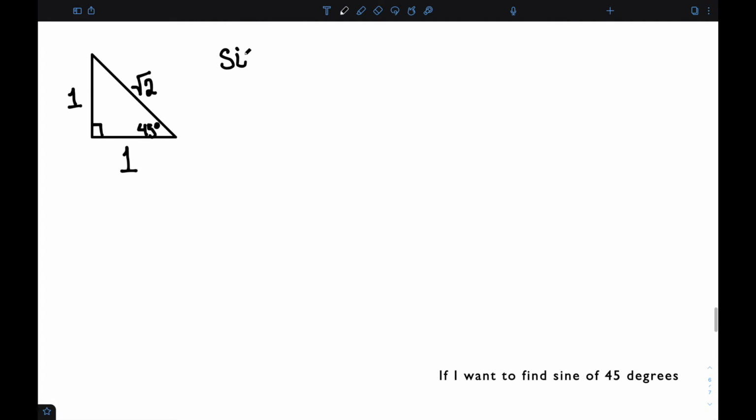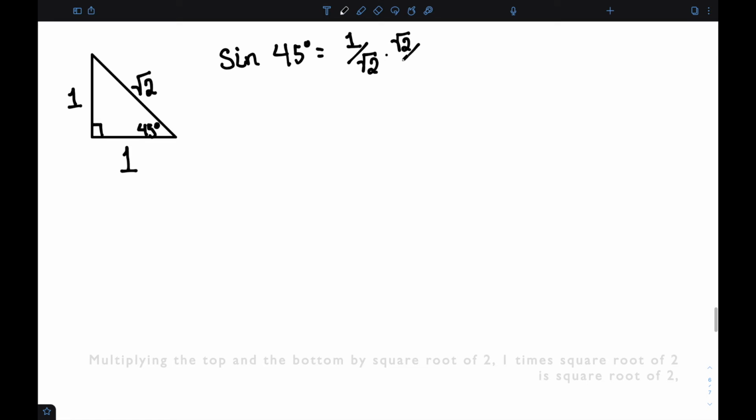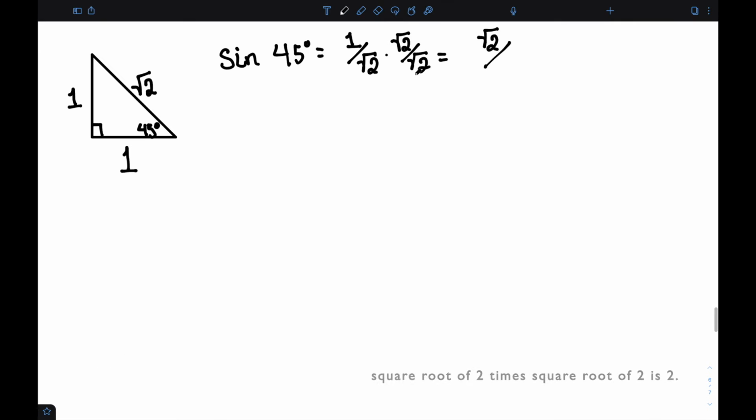So if I want to find sine of 45 degrees, sine is opposite over hypotenuse. So the opposite would be 1. The hypotenuse would be square root of 2. Multiplying the top and the bottom by the square root of 2, 1 times the square root of 2 is square root of 2. Square root of 2 times square root of 2 is 2.